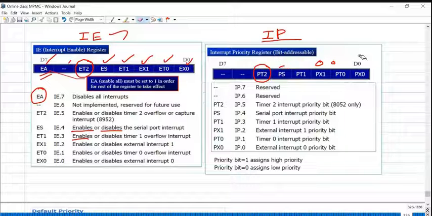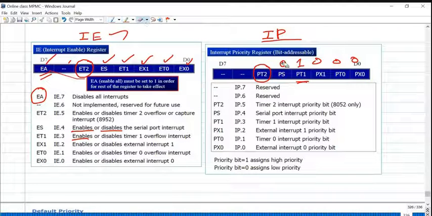Okay. Similarly, if I want to make the timer 1 interrupt the highest priority, then make this PT1 equal to 1, remaining all are 0. It indicates timer 1 interrupt is the highest priority, and so on.